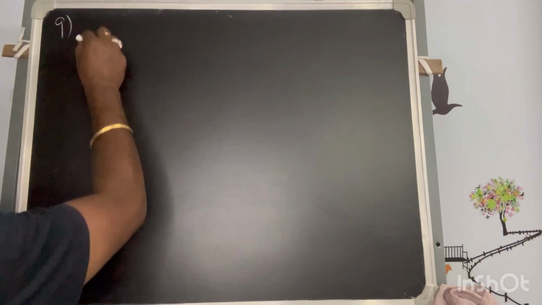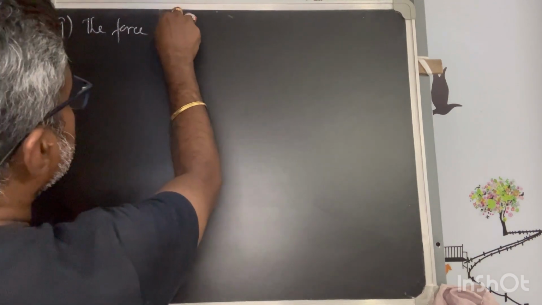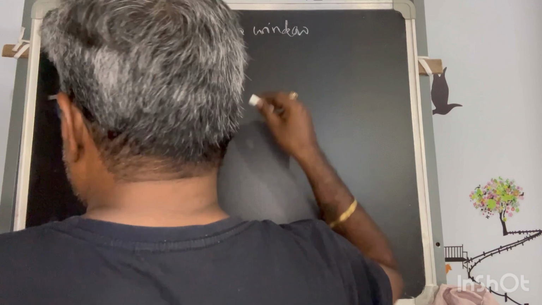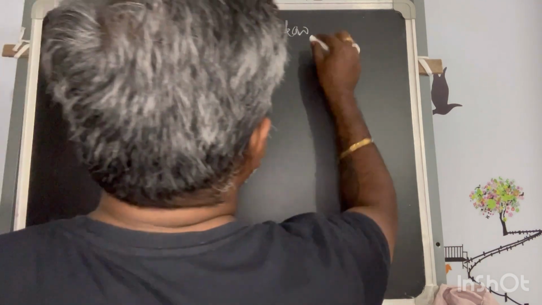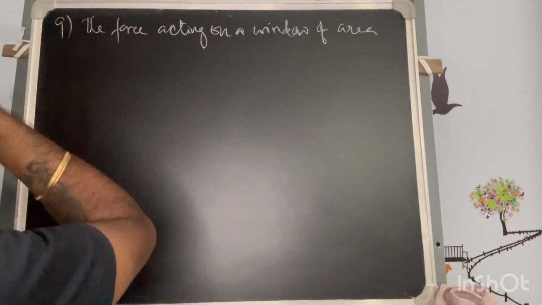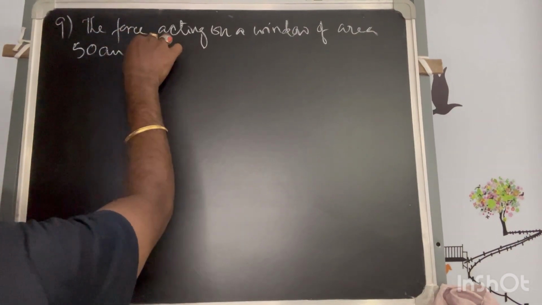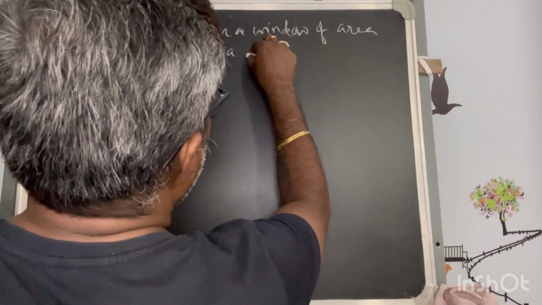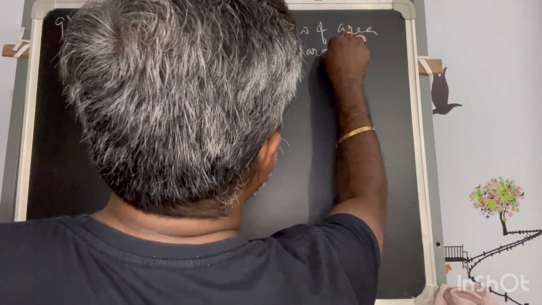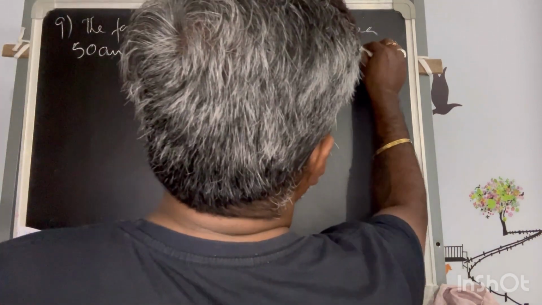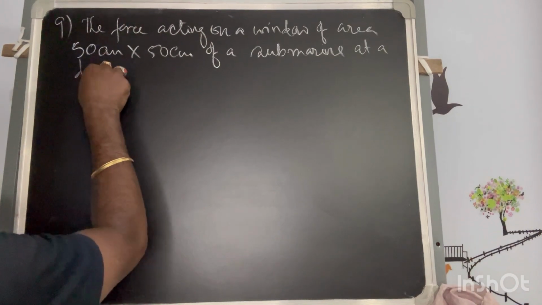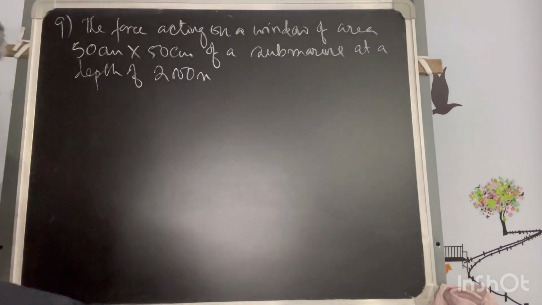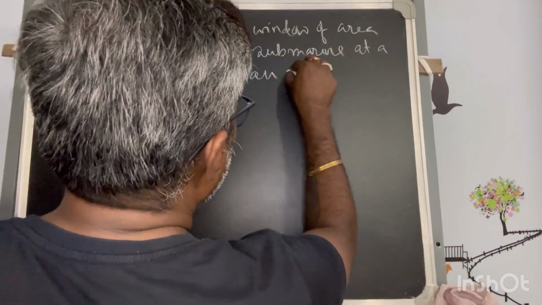The force acting on a window of area 50 centimeter cross 50 centimeter of a submarine at a depth of 2000 meter in an ocean.